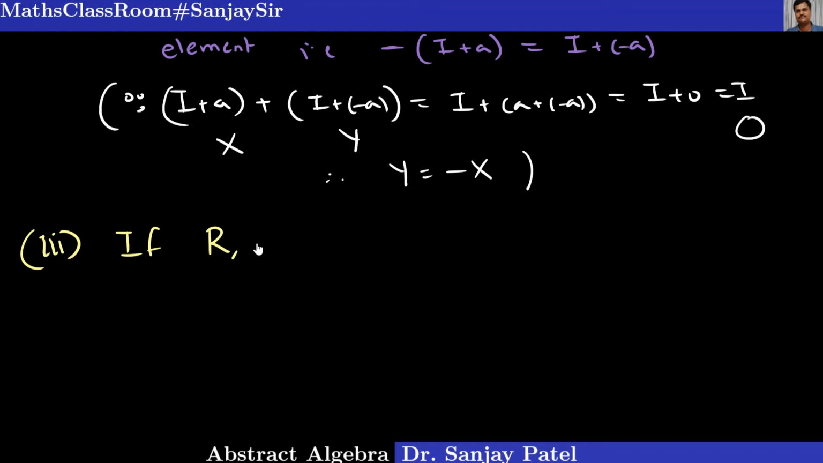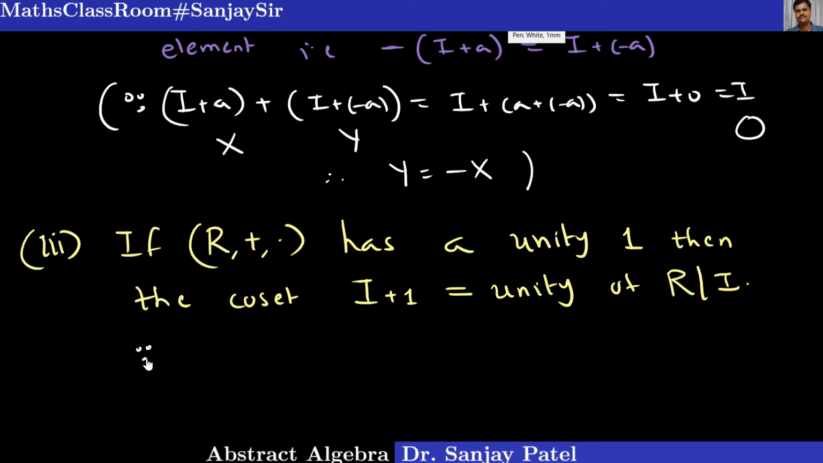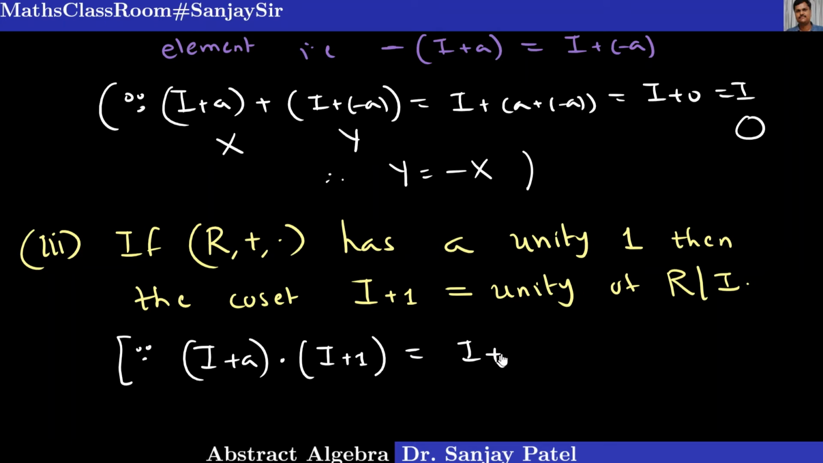If the original ring R, plus, dot, has a unity element, say 1, then the coset I plus 1 is the unity element of the quotient ring R mod I. Because if you take any coset I plus A from the ring R mod I and multiply it with the coset I plus 1, what you will get is I plus A dot 1, and 1 is the unity element of the ring R, so A into 1 is A, so this gives you I plus A. I plus A dot I plus 1 is equal to I plus A.